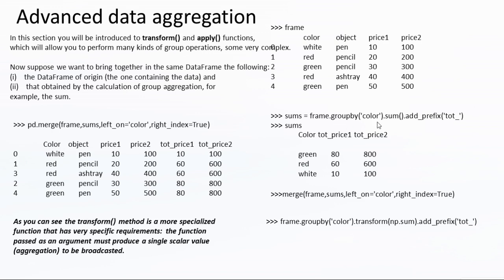So how do you do it? Just one single line of code, frame.groupBy, where I say I'm grouping based upon color. Also write the sum function because I'm also using the sum function. This is just a prefix, I'm adding a prefix to my price.